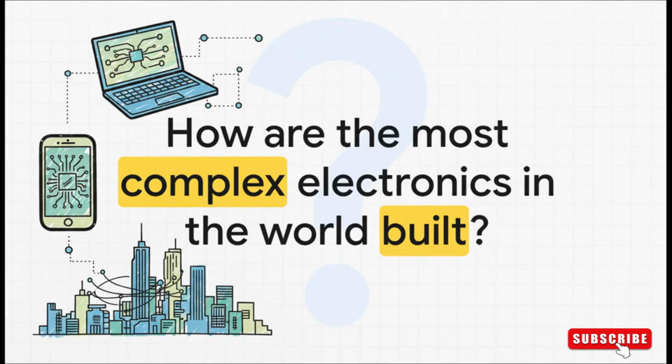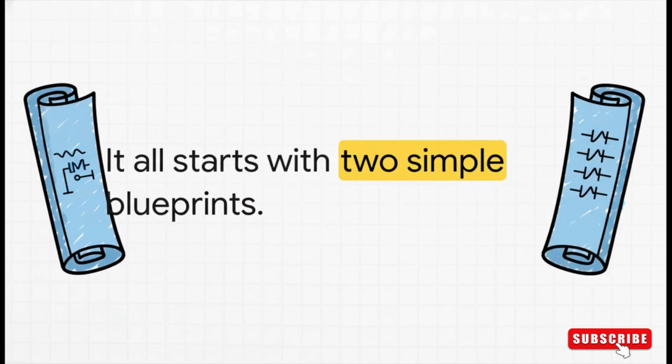You ever just stop and think about this stuff we use every day? Your phone, your laptop, even the massive systems that keep our world running, they're all insanely complex. So how on earth are they built? Where do you even start? Well, here's the secret. All of that mind-boggling complexity, it's all built on just two super simple foundational blueprints. If you can get your head around these two ideas, you've basically learned the fundamental language of electronics.